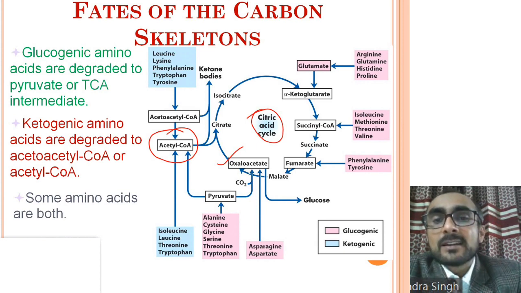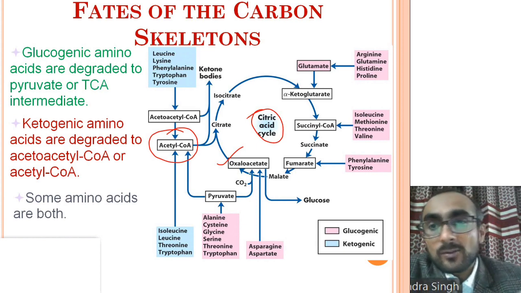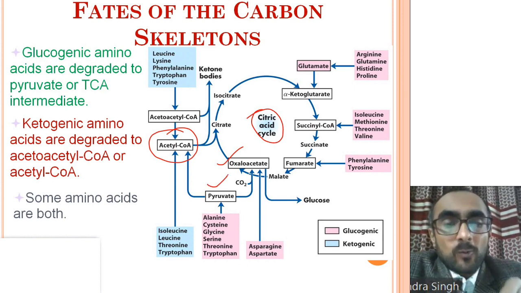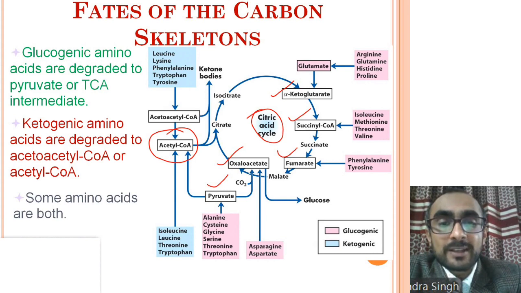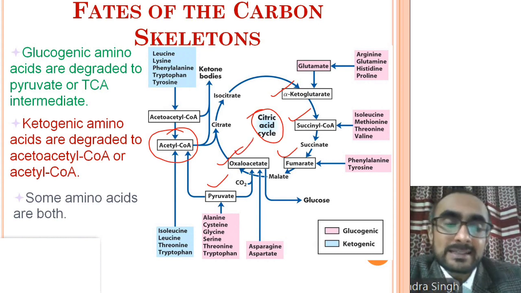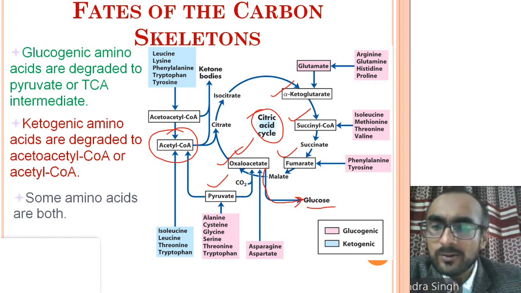The second category is where the oxidation of the amino acid carbon skeleton gives rise to either pyruvate or one or more of the intermediates of the TCA cycle like alpha-ketoglutarate, succinyl coenzyme A, fumarate or oxaloacetate. In that case the amino acid is called glucogenic, because in these cases oxaloacetate, which is produced from the TCA cycle, can enter gluconeogenesis and produce glucose. So those amino acids are called glucogenic.